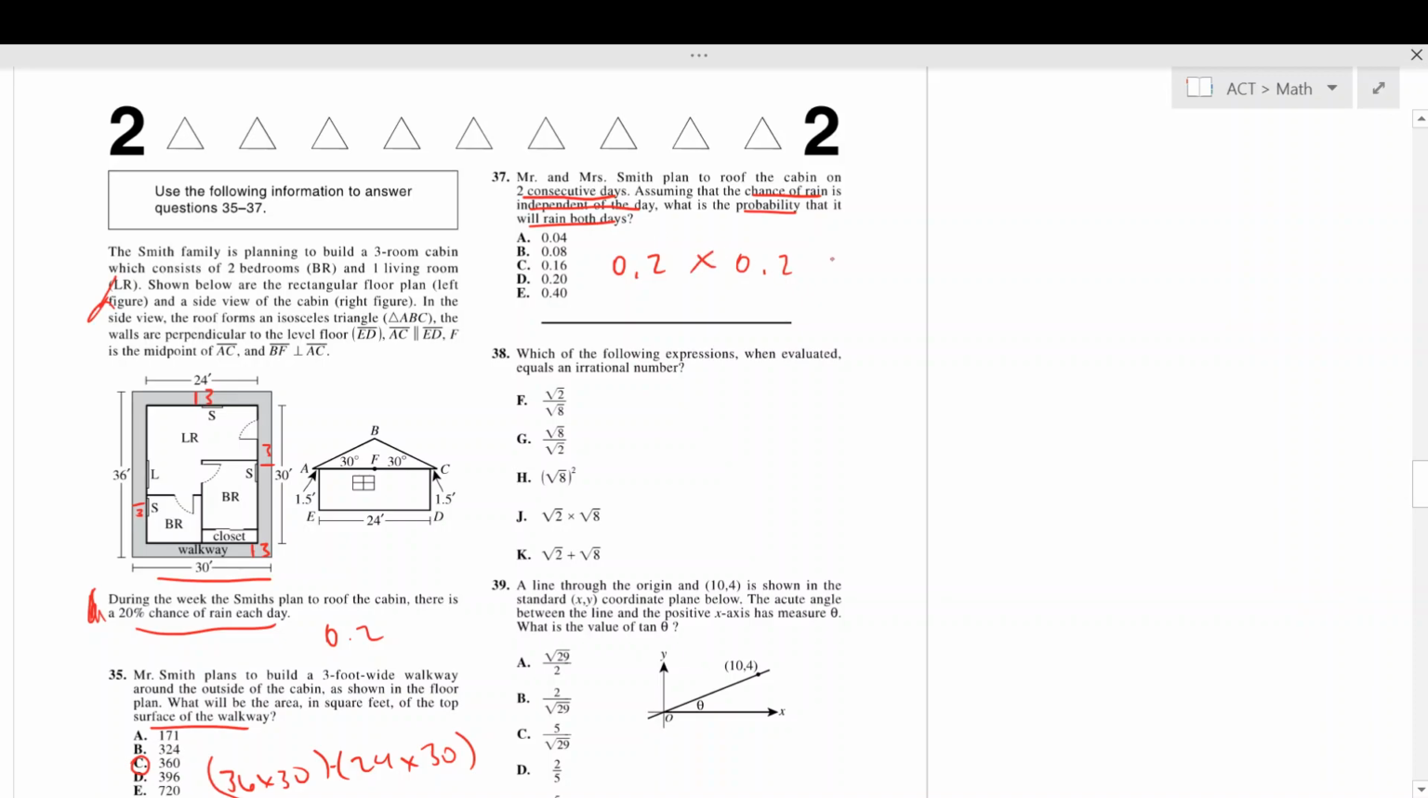So we just need to multiply these two numbers, and this can give us the probability that it will rain on both days. So 0.2 times 0.2 is going to be 0.04, and that is our answer. That's the probability that it will rain on both days.